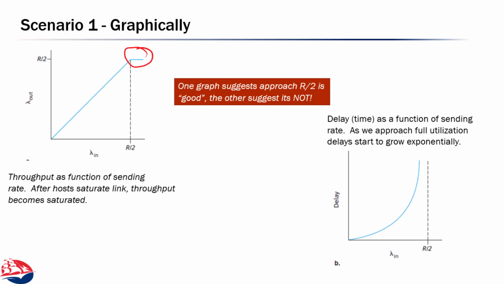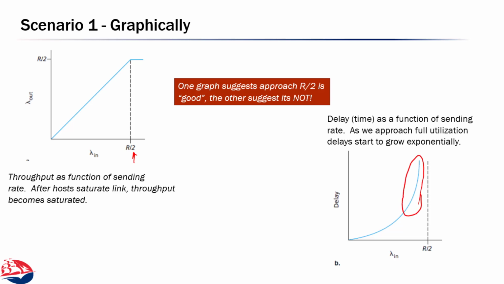So what happens after that link? Well, at that point, the link is completely saturated by both A and B sending and C and D receiving. And so the link becomes saturated, and that's when queuing starts to happen. If we look at this graph, it makes it seem as if we want both hosts to saturate their links with R over 2.